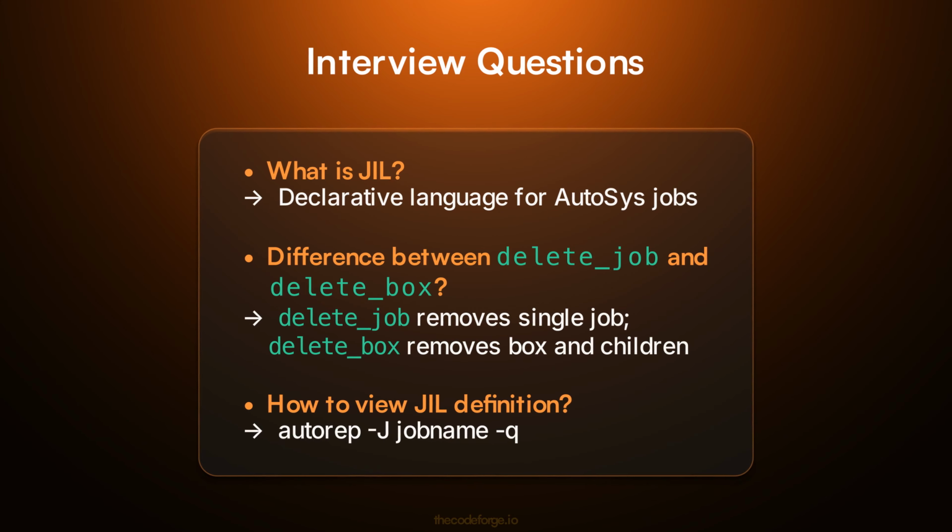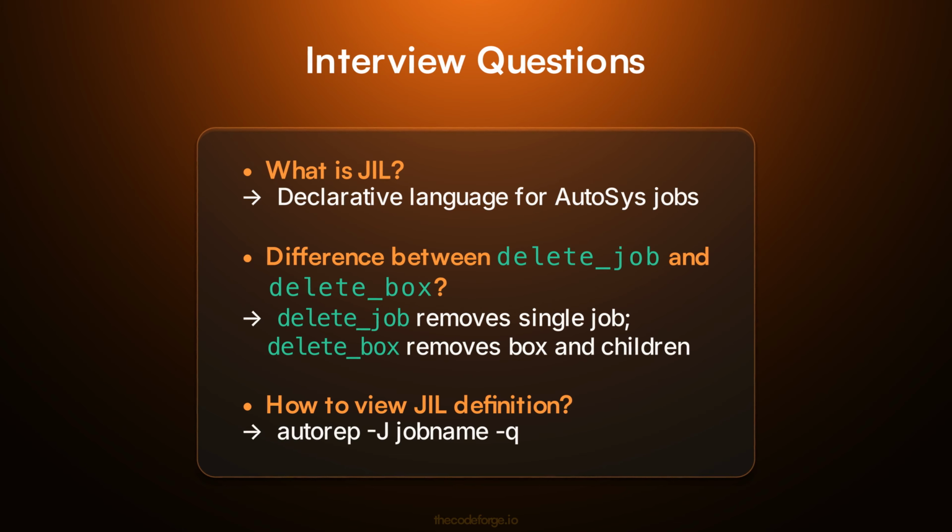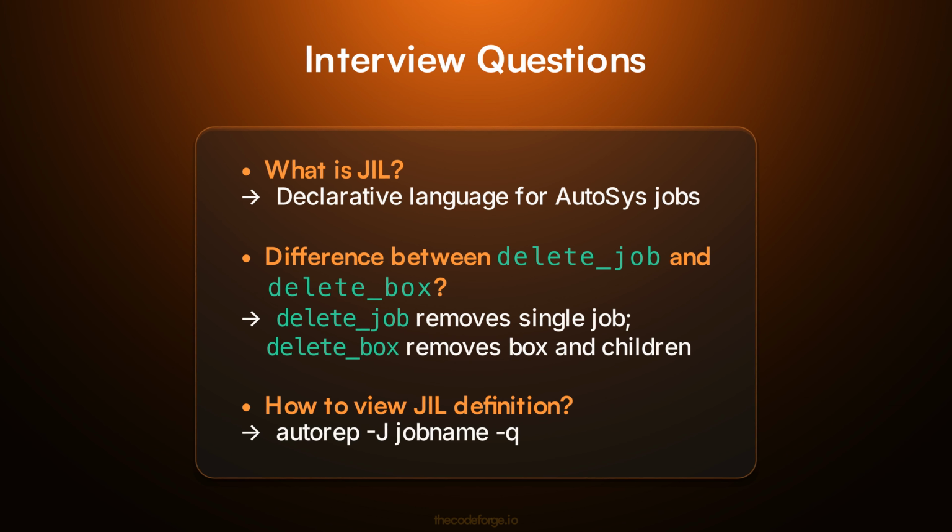Let's run through some common interview questions. What is JIL? Declarative language for AutoSys jobs. Difference between deleteJob and DeleteBox? DeleteJob removes a single job, DeleteBox removes the box and children. How to view a JIL definition? autorep -J job_name -q.